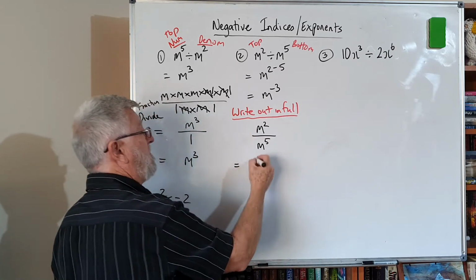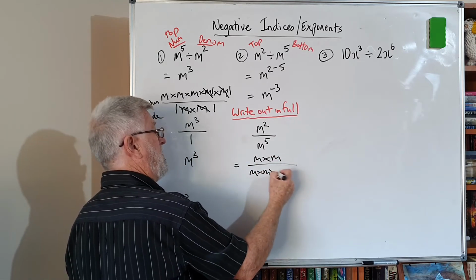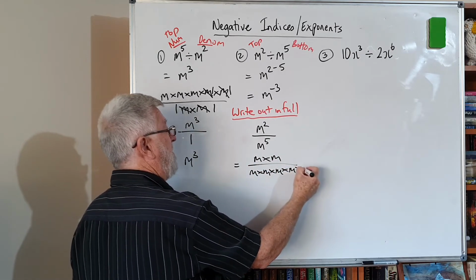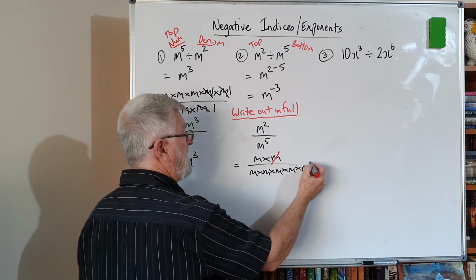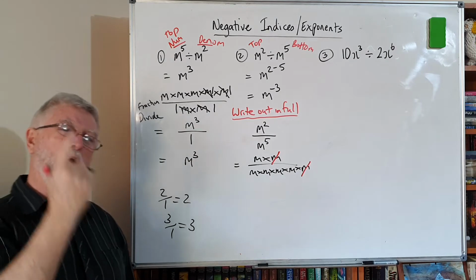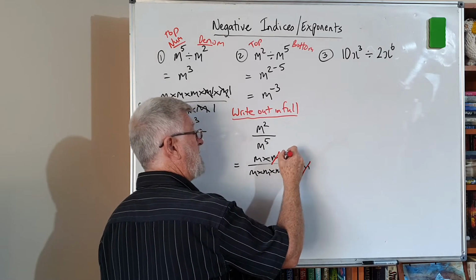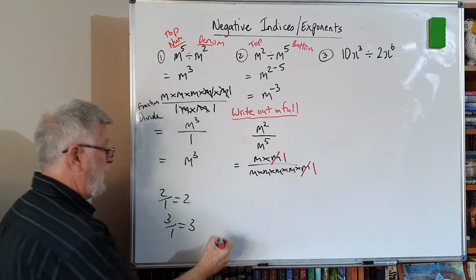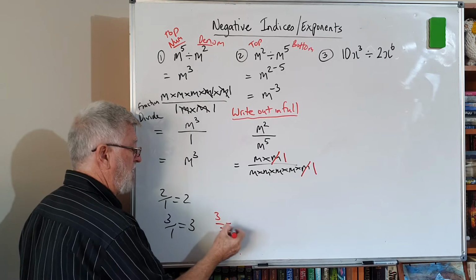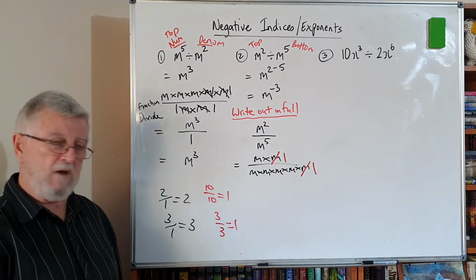If I write it out in full, I've got m times m, and on the bottom I've got 1, 2, 3, 4, 5. And just the same as a moment ago, you can cancel that m with that m, and when we cancel it actually becomes a 1. That's what's mucked up a lot of people. They don't understand that m into m goes once, and m into m goes once, just like 3 into 3 goes once, or 10 into 10 goes once, m into m goes once.